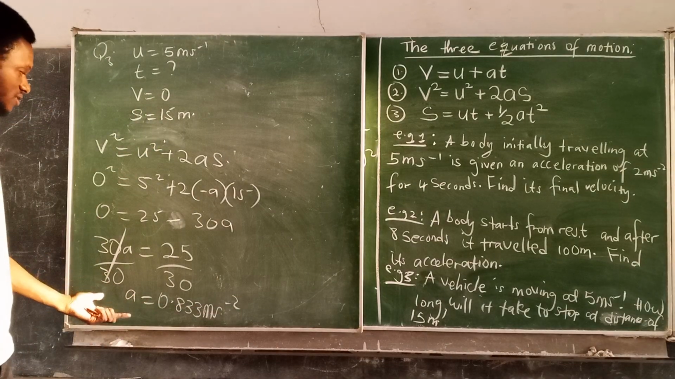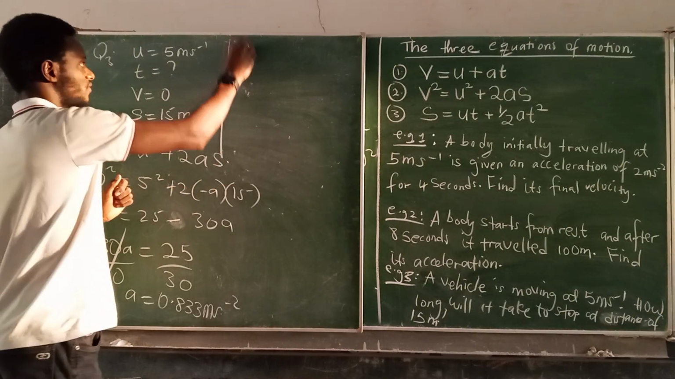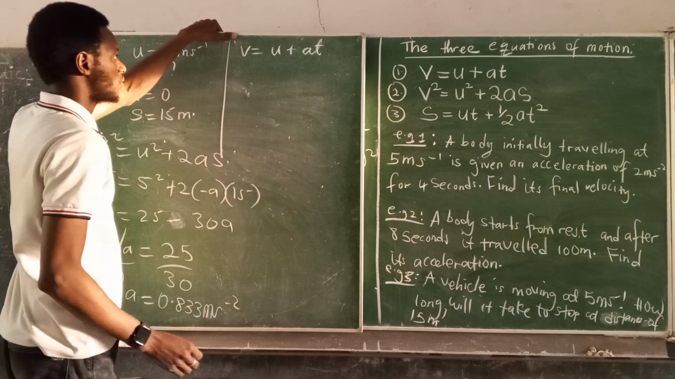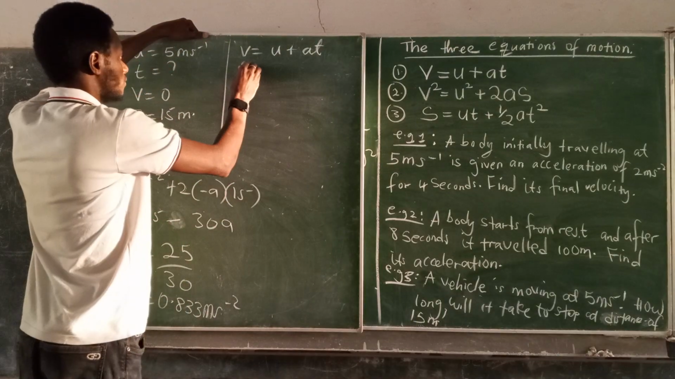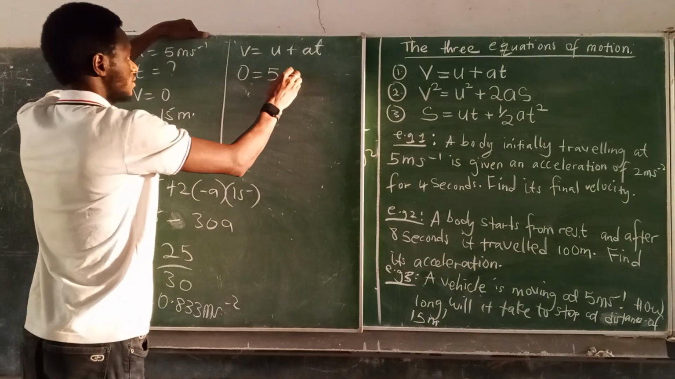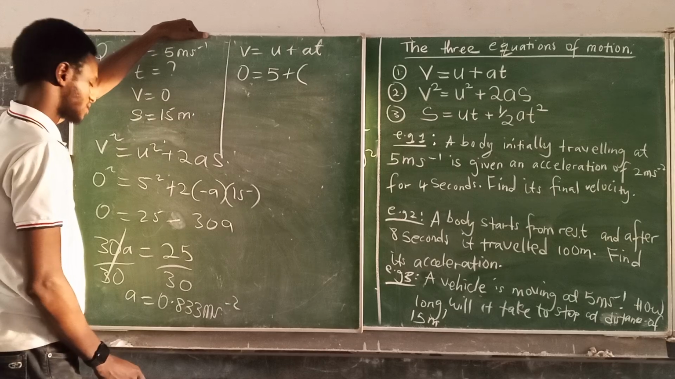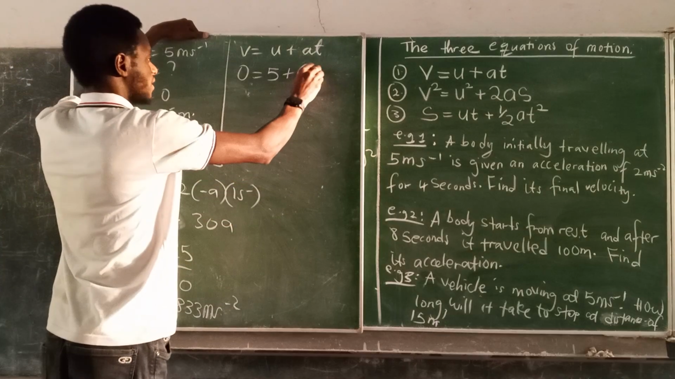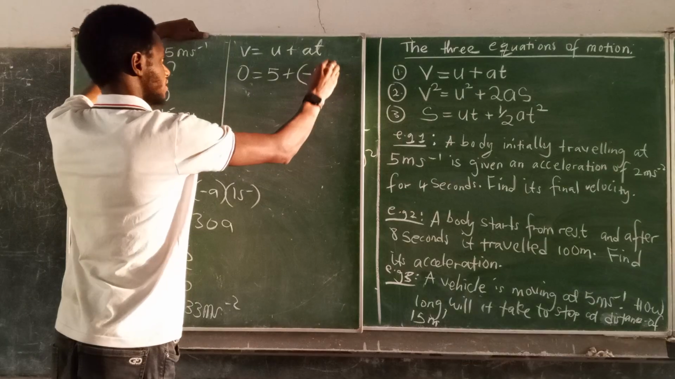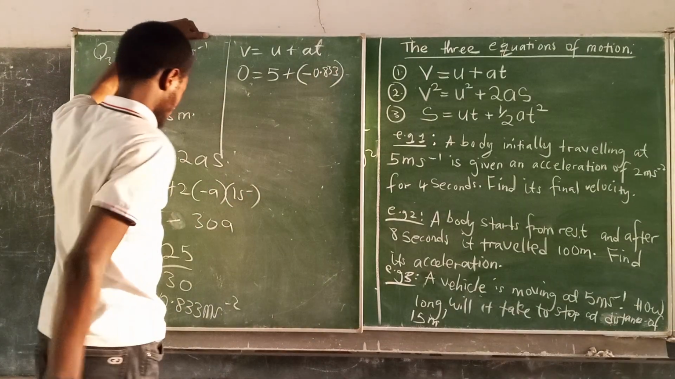But this is not our final answer. We have to find the time. How do we get the time? Go back to the first equation of motion, v equals u plus at. We are given v as 0 and u as 5, plus the acceleration. Since it is negative, we have minus 0.833 multiplied by the time.